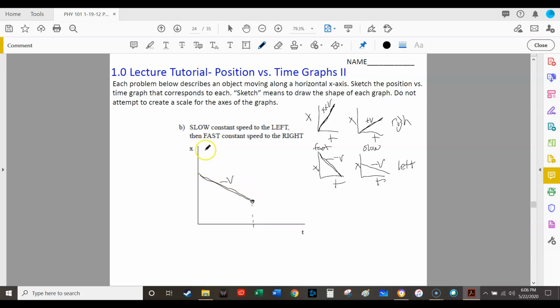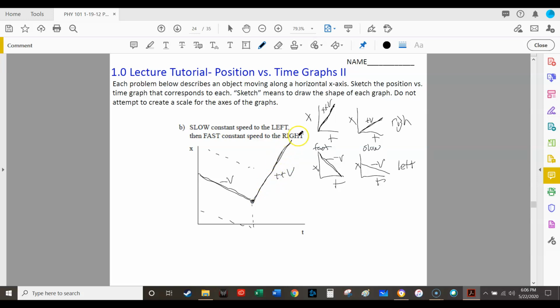You could slide this whole thing up and down. It could be up here or it could be down here, right? But I chose to put it right here. And then it's going to have a fast constant speed to the right. So it's going to have a very steep positive slope. So this is a very positive slope.